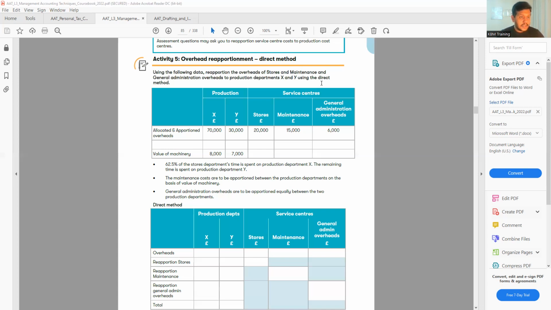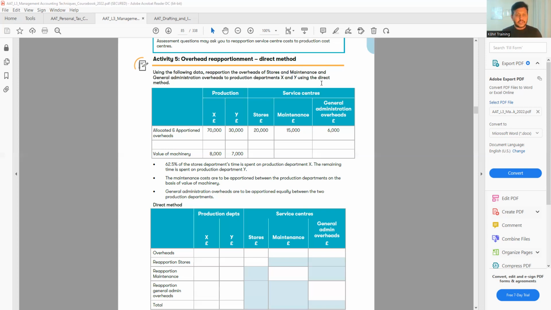I don't understand the indirect method. We'll go to the indirect method, Mariam. Don't worry about that. For the time being, just understand that the service department costs need to move to the production department because they don't have any separate income. So this is part of the cost of the production department.